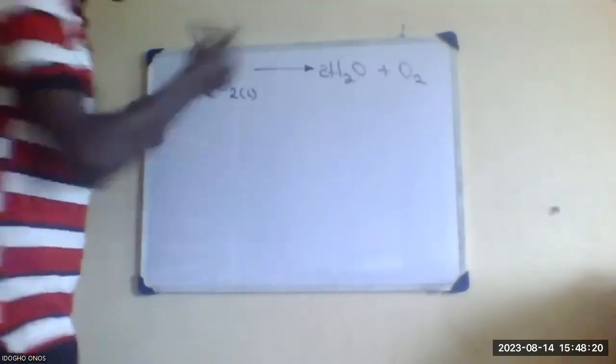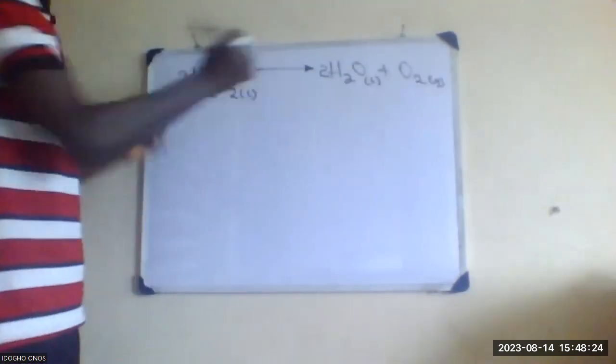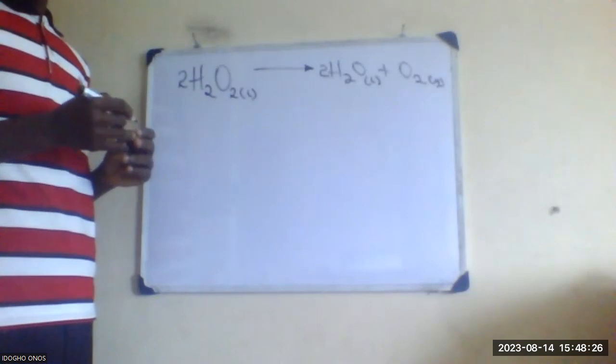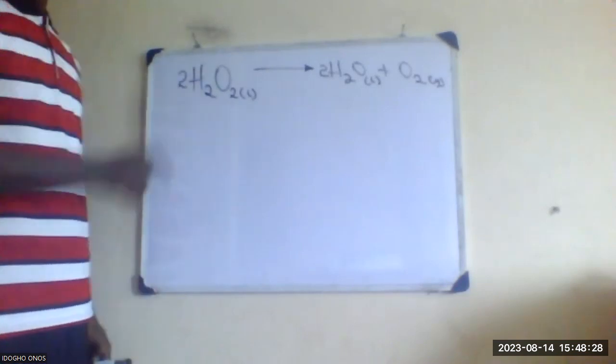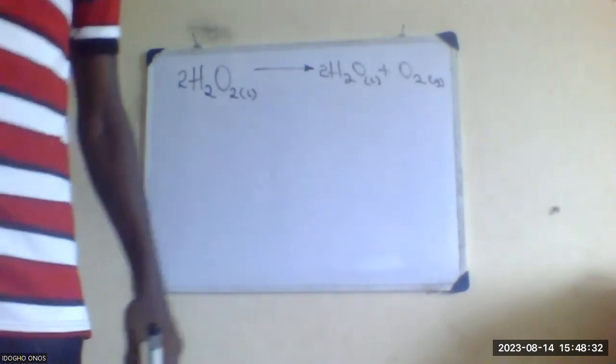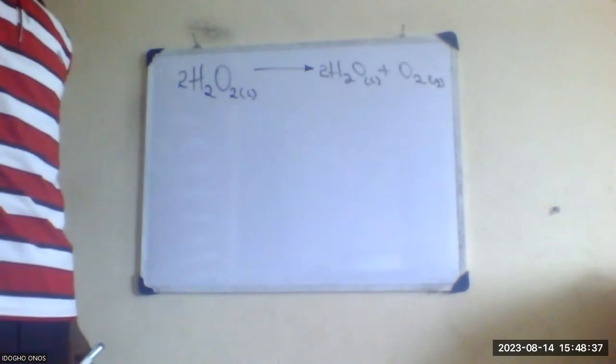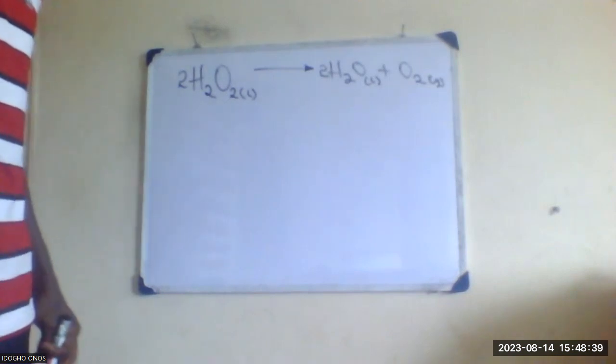This will give me liquid, and this will give me this. So this reaction is a decomposition reaction. And this is hydrogen peroxide. What is the use of hydrogen peroxide? Hydrogen peroxide is used as a disinfectant.